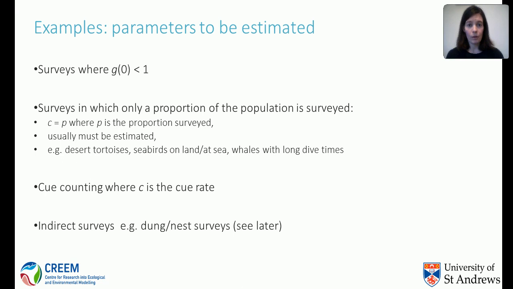Another example is whales with long dive times, so that when you're doing surveys from ships, you are aware that you are only able to detect a portion of the population, and that some proportion are under the surface and unavailable to be detected. All of those proportions are likely to be estimates. We've already talked about cue counting, where we would need a cue rate, and as I mentioned before, indirect surveys often come with parameters that need to be estimated, and we'll come on to those later.